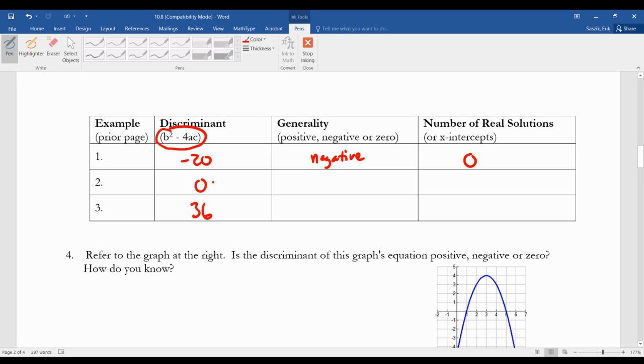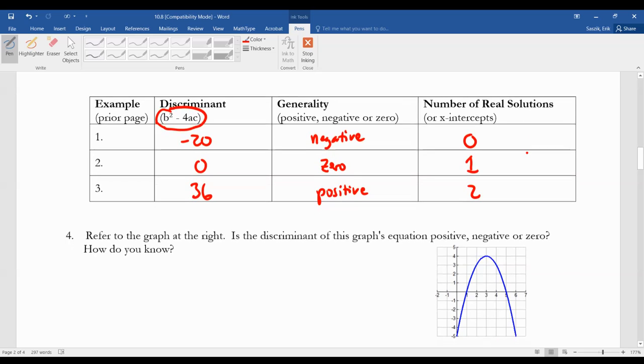Now, this is what's a little bit tricky. If the discriminant is 0, the number of x-intercepts you're going to have is 1. And then if it's positive, you're going to have 2 x-intercepts. Okay? So remember, these aren't the actual solutions. This is just the number of solutions. So sometimes we just want to know how many answers there are. And you can just tell, it's a little shortcut.